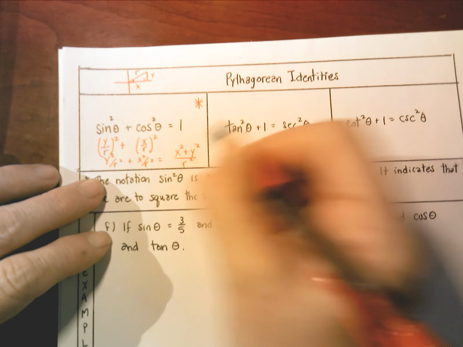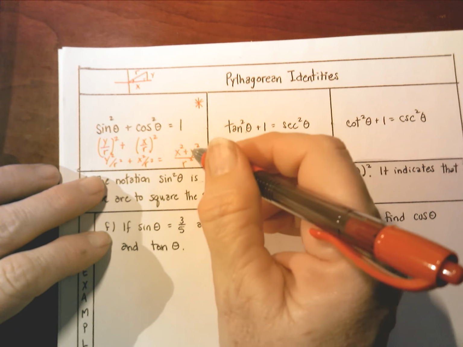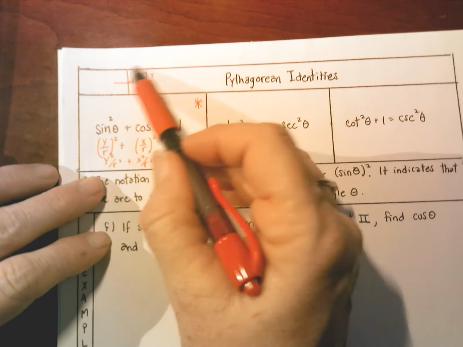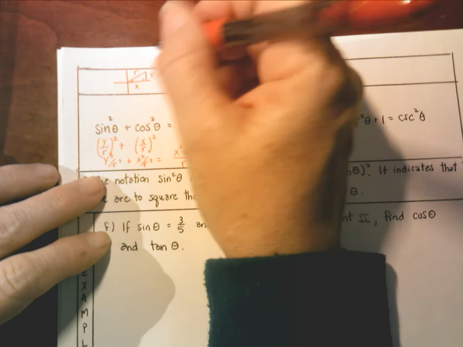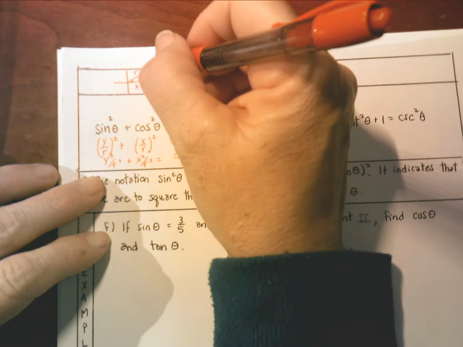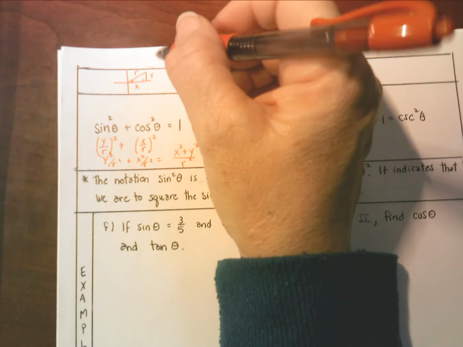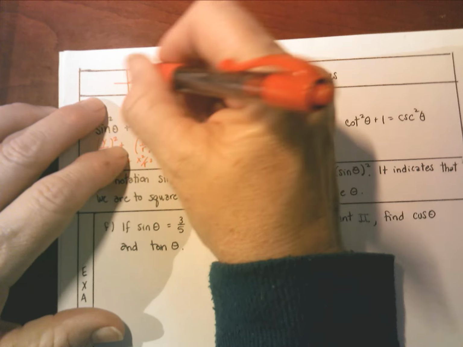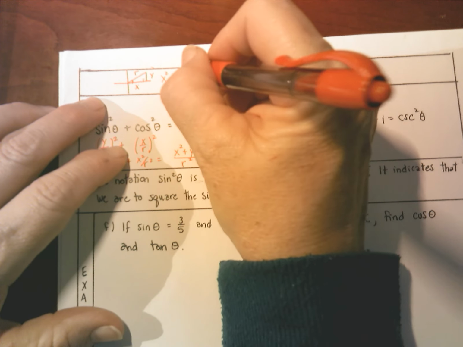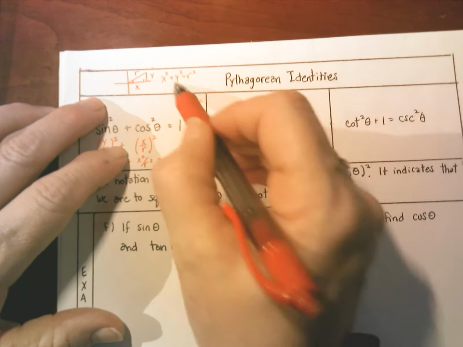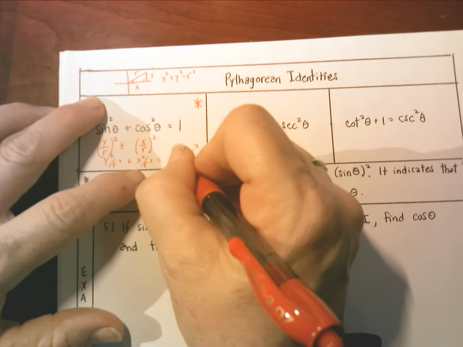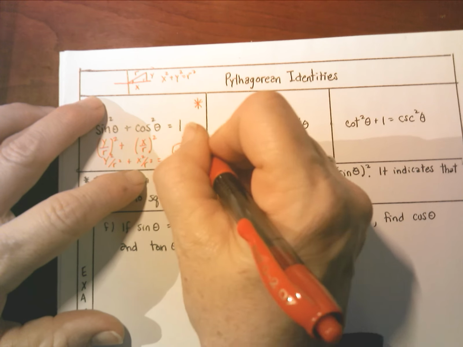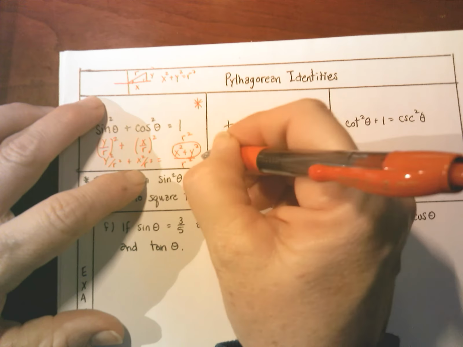Now, how does that equal 1? Well, using the same triangle, remember that the Pythagorean theorem holds true, so x squared plus y squared equals r squared. So I know that if this is a right triangle, then x squared plus y squared has to equal r squared. So if I replace the x squared plus y squared with r squared here, then I end up with r squared over r squared, which is 1.